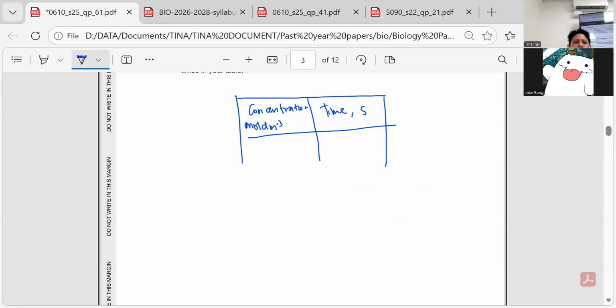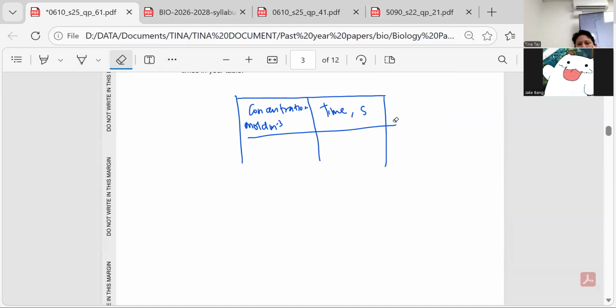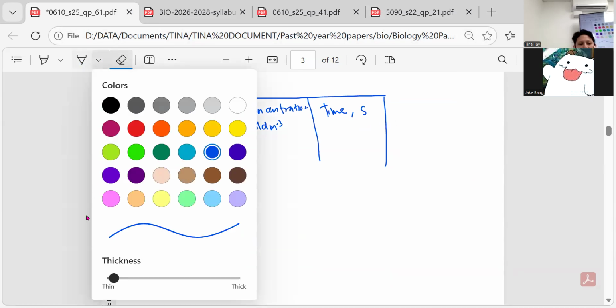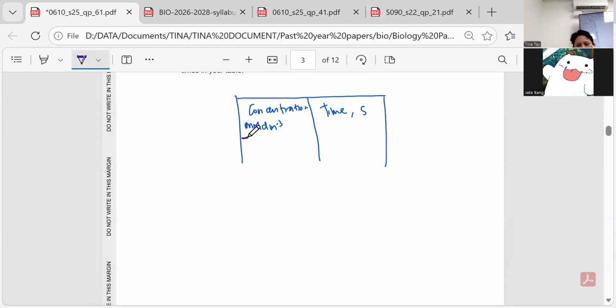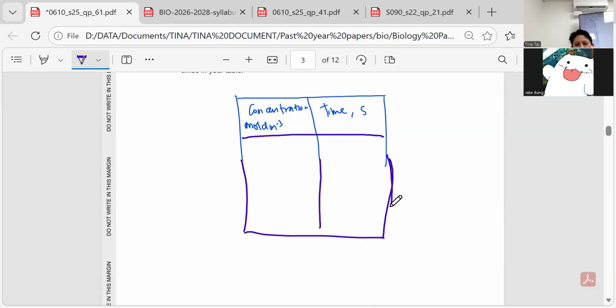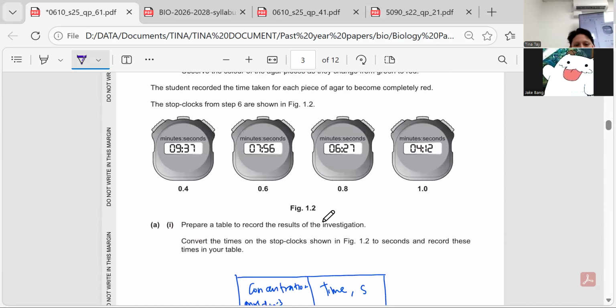Okay. Now, what happens is if you left it open like this, it's wrong. You have to make sure it is ruled properly, a proper ruler. Okay, how many information do you have? So in that four information, you have to draw proper lines like that. Get it?